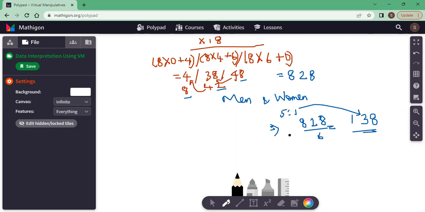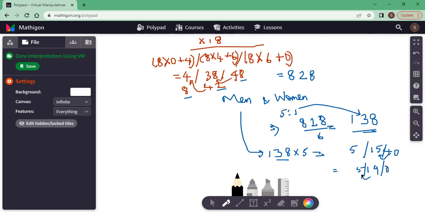So how do we find out men? It is nothing but 5 times women. That's all. So 138 into 5. So what is 138 into 5? Again, we can use the dodging table method here. 5 eights are 40. 5 threes are 15. 5 ones are 5. So 15 plus 4 is 19 here. Again, this 1 is a carryover here. So it is 690. So 5 times 138 is nothing but 690.